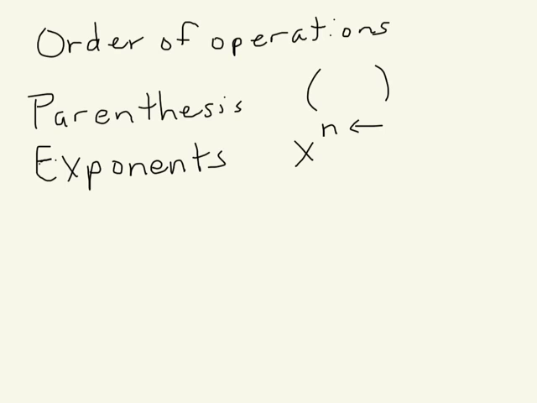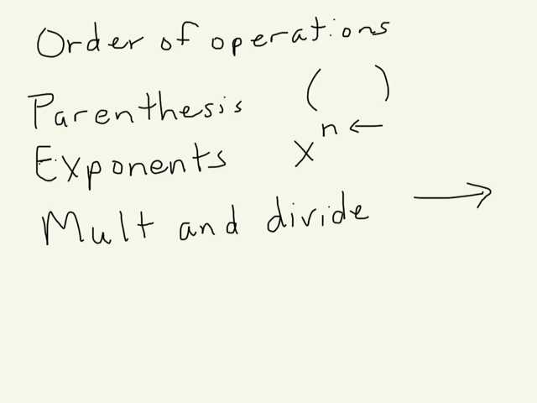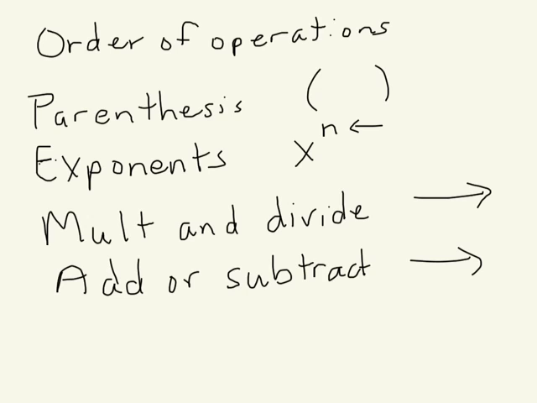The next thing we do is multiplication and division. We do this from left to right. And the last step is to add or subtract. We also do addition and subtraction from left to right, whichever comes first. Let's do a few examples.